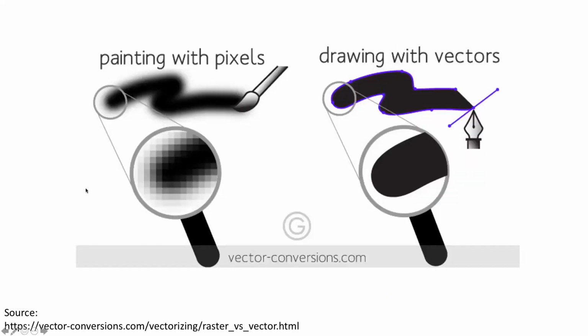Here's one more example of what I'm talking about. Painting with pixels versus drawing with vectors. If you zoom in really closely, you can see all these little grids of color, versus the vector image on the right, which is just drawn in points and lines on a grid. So it stays sharp when you zoom in on it.